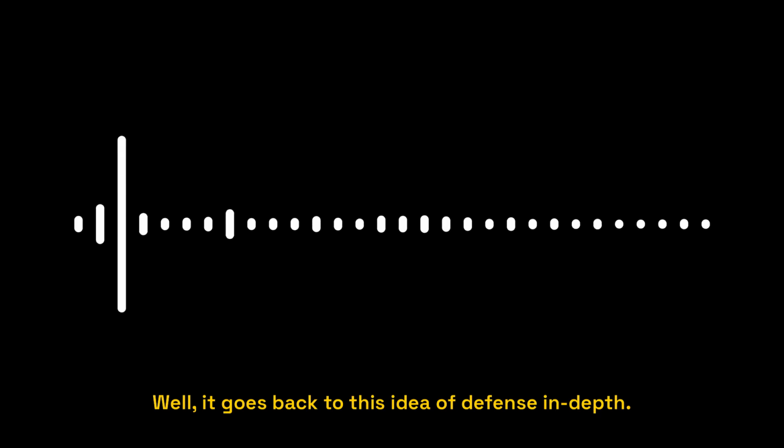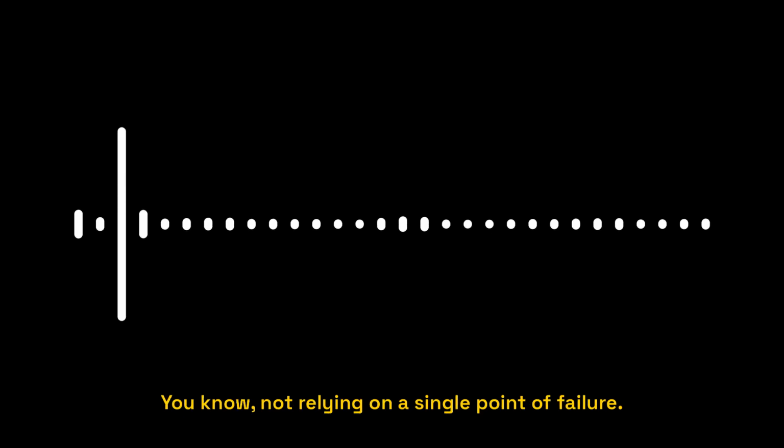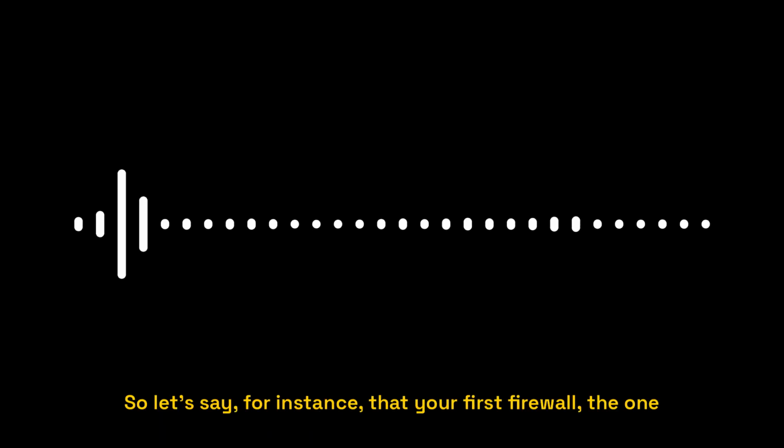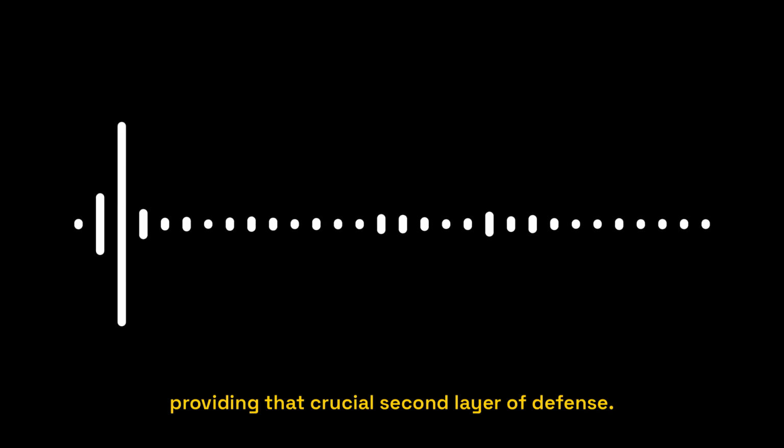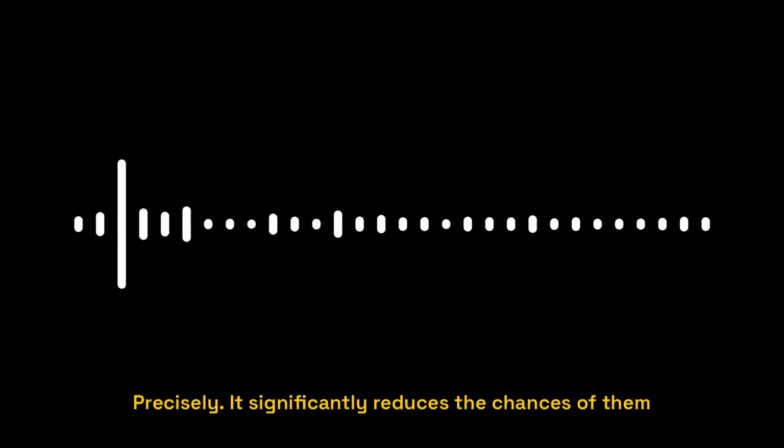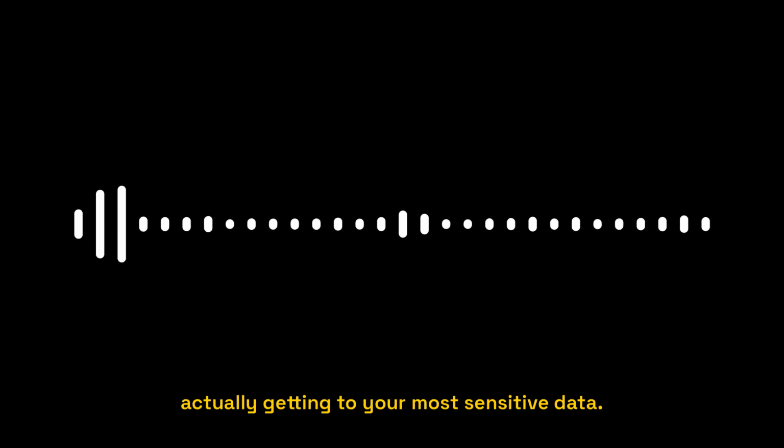Well, it goes back to this idea of defense in depth. Not relying on a single point of failure. So let's say, for instance, that your first firewall, the one facing the internet, gets compromised somehow. Well, that internal firewall is still there as a backup, providing that crucial second layer of defense. So even if an attacker gets past the first wall, they still have another one to deal with. Precisely. It significantly reduces the chances of them actually getting to your most sensitive data.